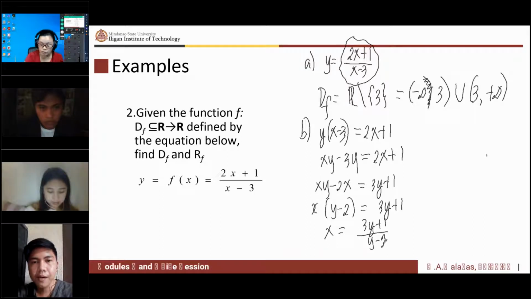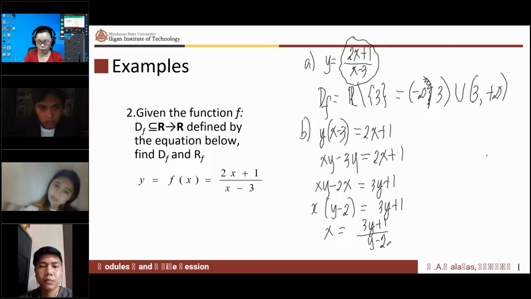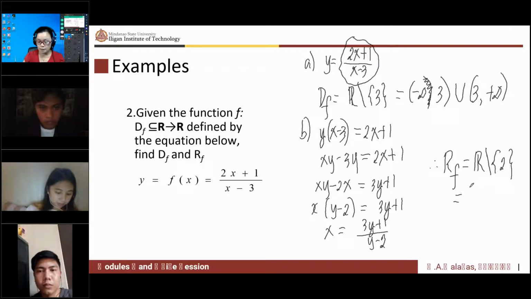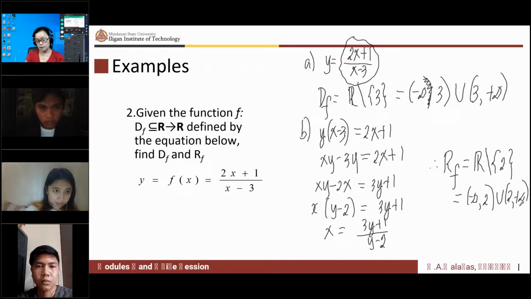Now if you look at the equation, it's a rational expression, and it has meaning except when y equals 2. So therefore, the range of the function is equal to the set of real numbers minus the set containing 2. Or in interval notation form, this is negative infinity to 2 union 2 to positive infinity.